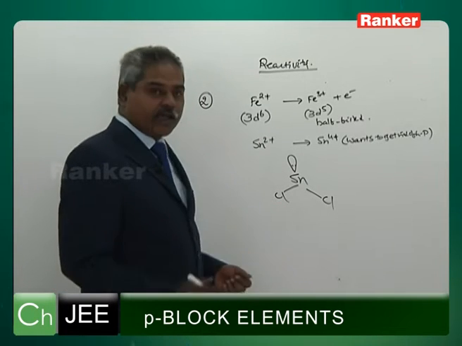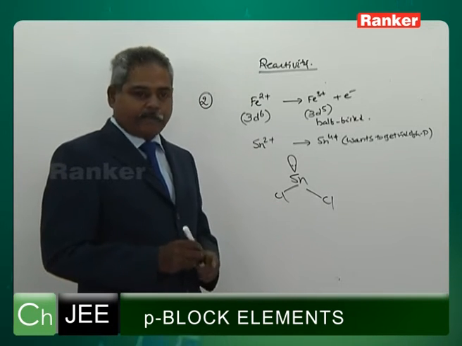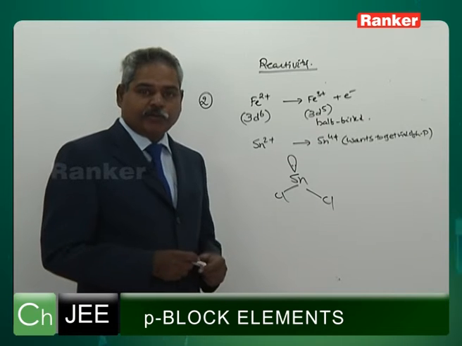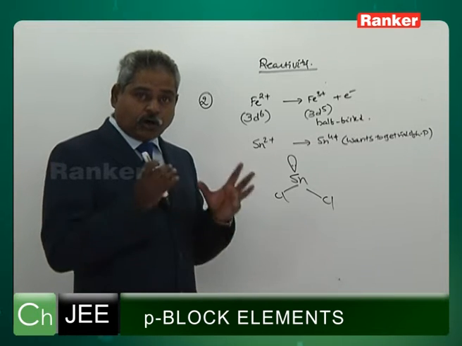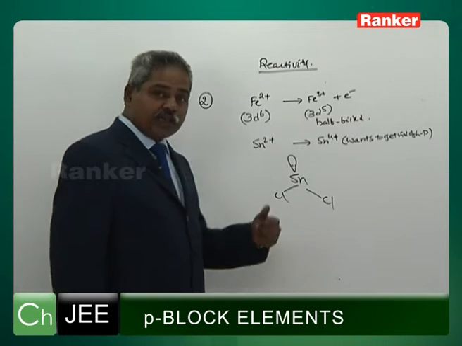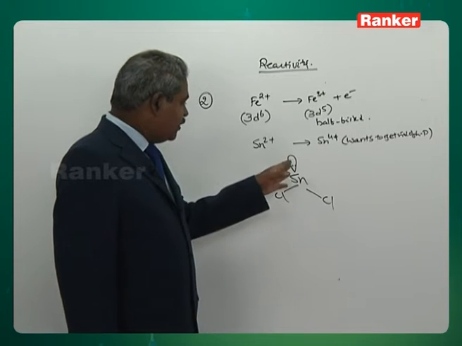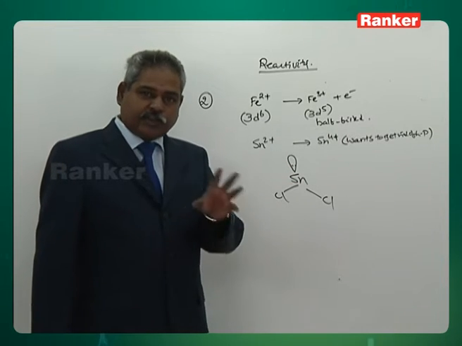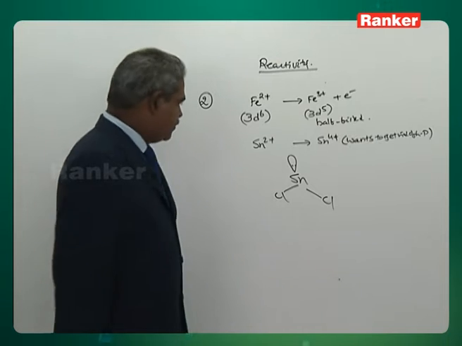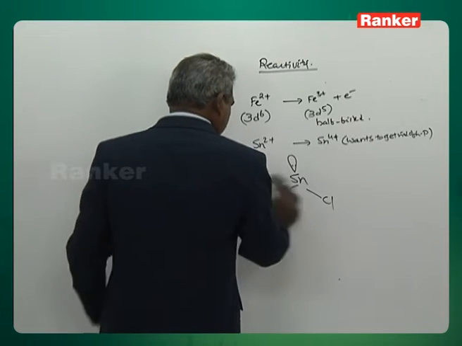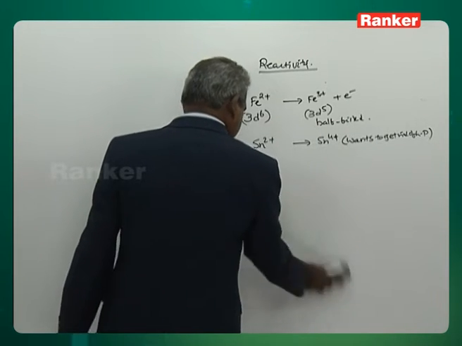It's not just with tin. Of course, tin is a metal, but it has got some non-metallic properties also. So, all non-metals want to use as many electrons as possible to get rid of those unused pairs of electrons which might otherwise disturb the structure. Sn2+ wants to become Sn4+.